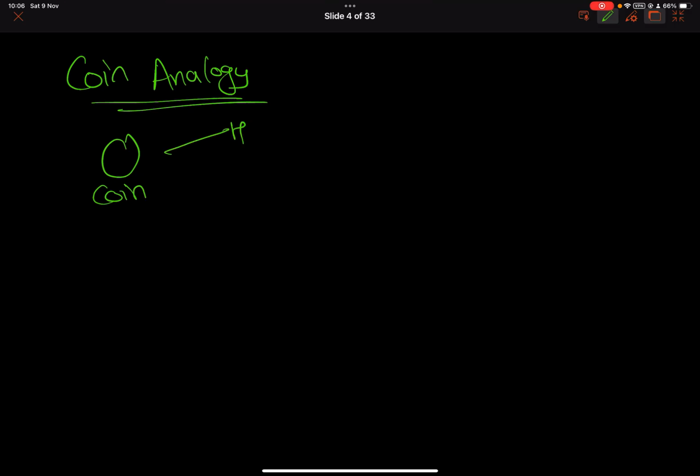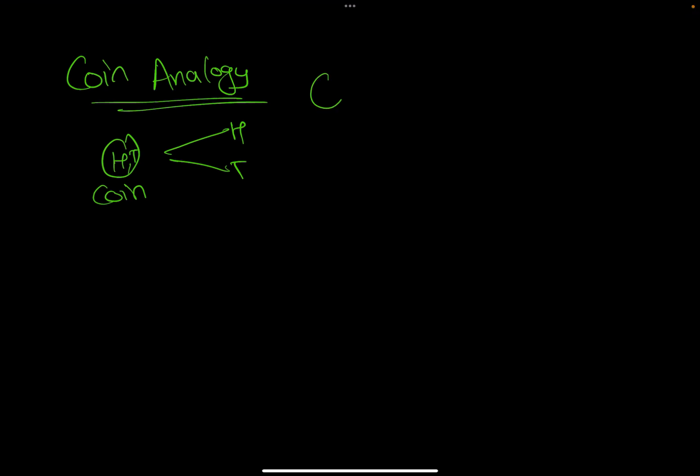So consider a coin analogy. I always like to think of this in terms of a coin. Consider you have a coin. Now this coin can either be in state heads or tails. Suppose I have a coin which is initially in state heads. There are two operations I can perform on this coin. I can either toss the coin or I can measure the coin.